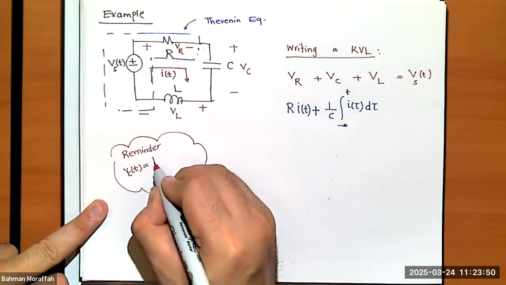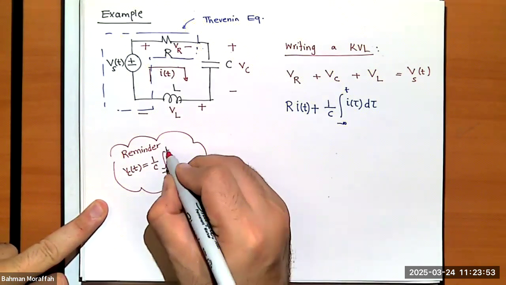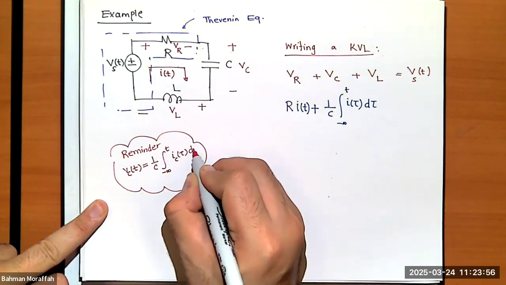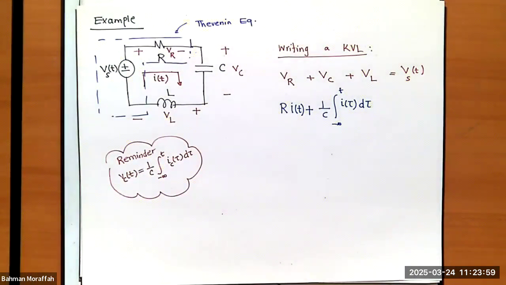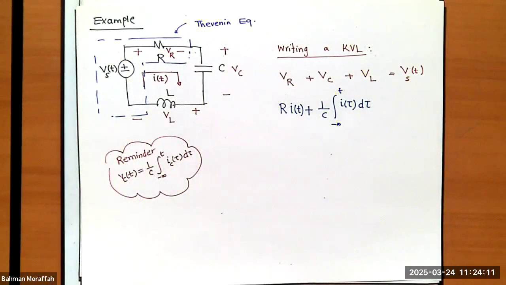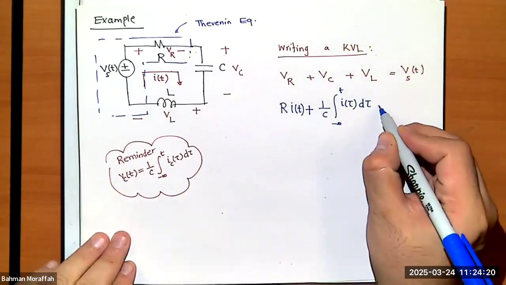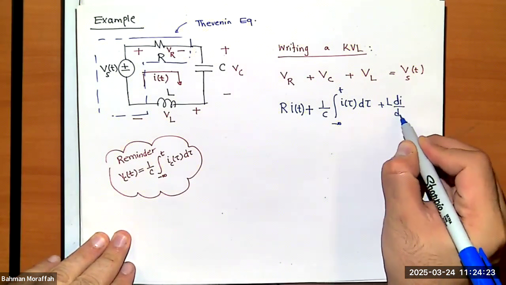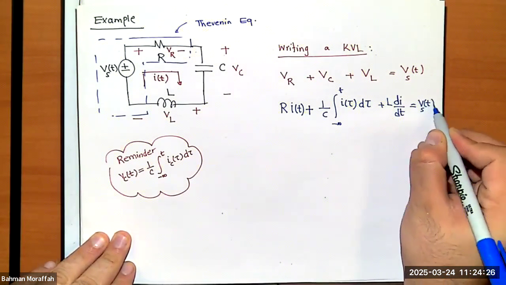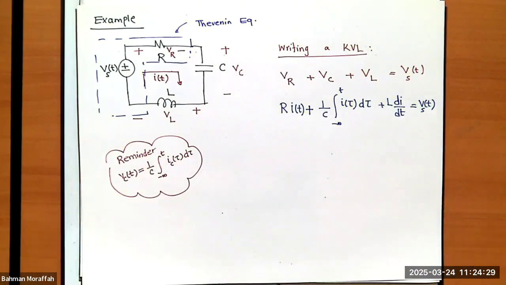Vc of t is 1 over C integral from minus infinity to t of Ic of tau d tau, right? What is VL? I know the current through this inductor is I, and the relationship between voltage across an inductor and current through it is VL equals L di/dt. So it's plus L di/dt. That must be the same as Vs of t. You with me so far? Yeah?